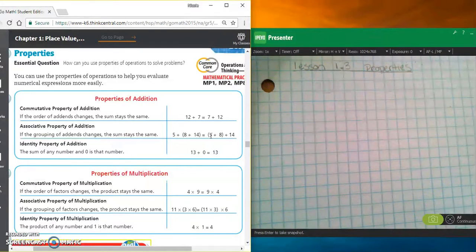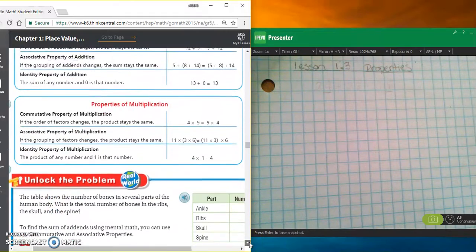For the identity property of addition, it just means that any number plus 0 is that number. The identity property of multiplication, all that states is that any number times 1 is that number. So let's go ahead and look at the first problem.